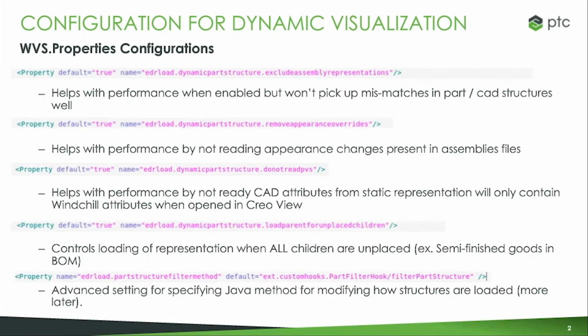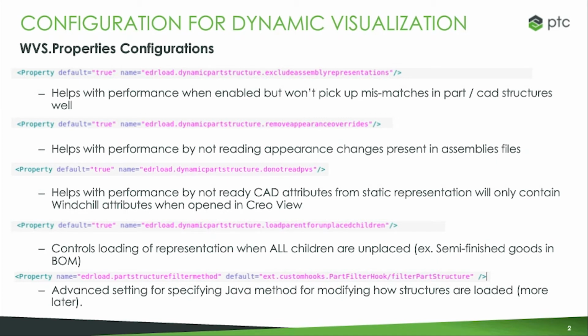All right, so the last area for configuration is the WVS properties. What we have in here is a couple key things. Most of them are performance oriented, where we've turned it on for the highest level of performance. But if you have certain scenarios, you may need to turn that off. And really that's the top three here.